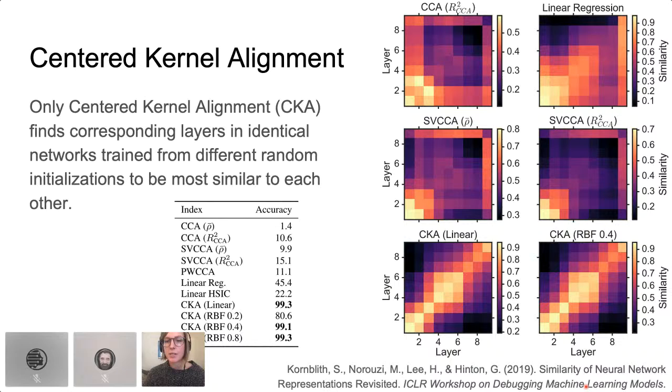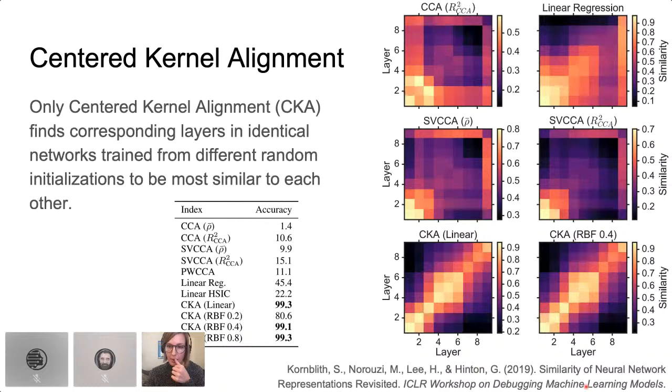As a qualitative starting point for what we want from a similarity metric, they propose that if we have two neural networks of identical architecture and trained on the same data, only differing in their random initialization, then corresponding layers should be most similar between these two networks. So the first layer in one network should be most similar to the first layer in the other, and so on.